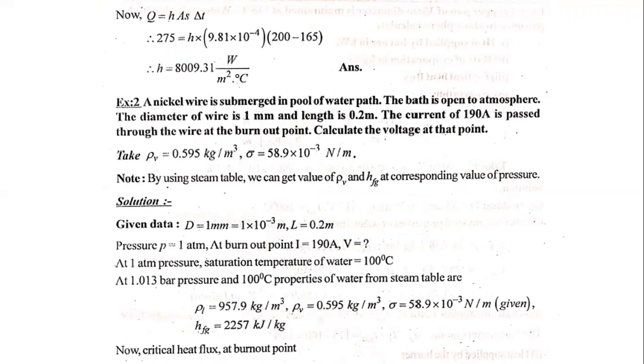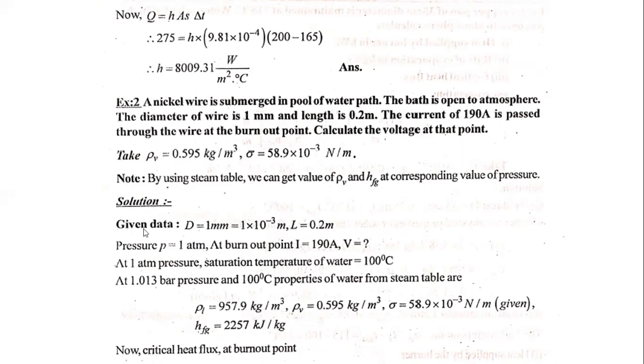The second question: a nickel wire is submerged in a pool of water. The pool is open to atmosphere. The diameter of the wire is 1 mm and the length of the wire is 0.2 meter. A current of 190 ampere is passed through the wire at the burnout point. Calculate the voltage at that point. The density of the vapor is 0.595 kg per meter cube, and sigma is equal to 58.9 into 10 to the power minus 3 Newton per meter.